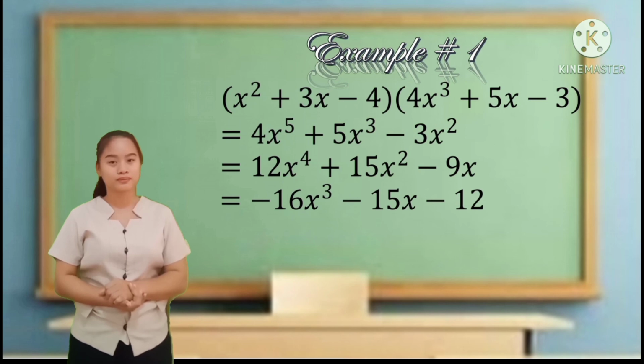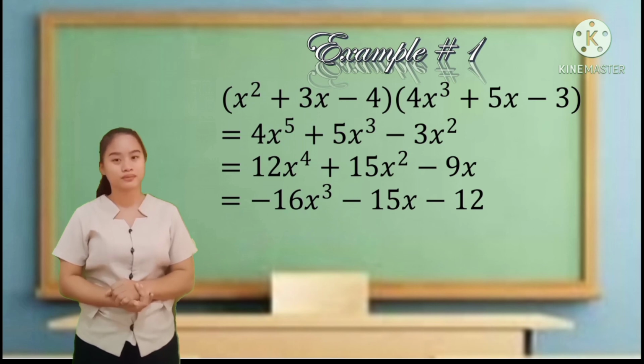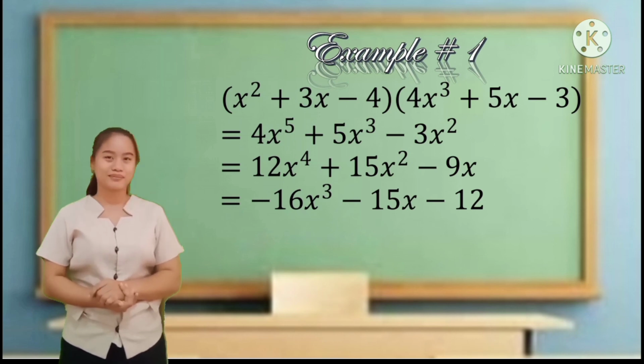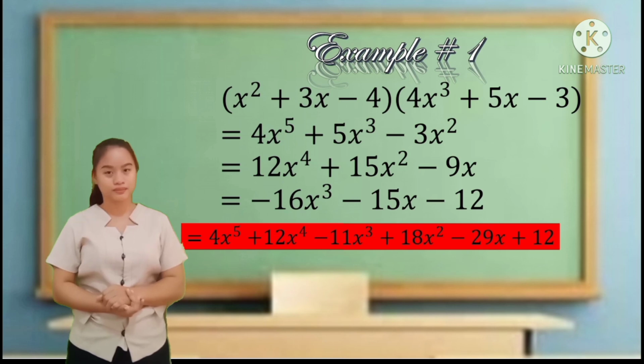So we have like terms of 5x cubed minus 16x cubed, so it will be equal to negative 11x cubed, and negative 3x squared plus 15x squared is equal to 12x squared. And also we have like terms of negative 20x minus 9x, which is equal to negative 29x. So let's organize again the solution from the largest exponent to the constant term. The final answer is 4x raised to 5 plus 12x raised to 4 minus 11x cubed plus 18x squared minus 29x plus 12, ma'am. So that's the final answer, ma'am.